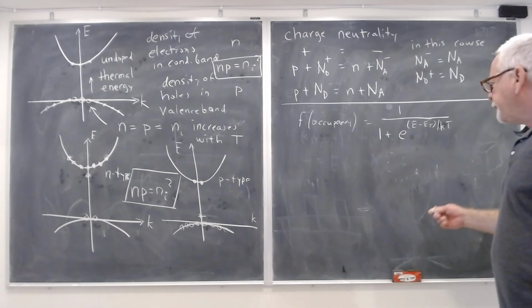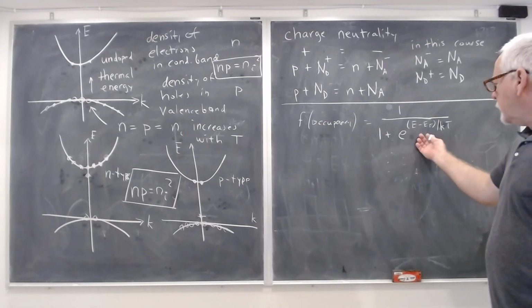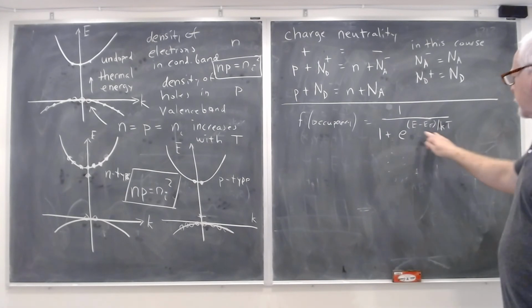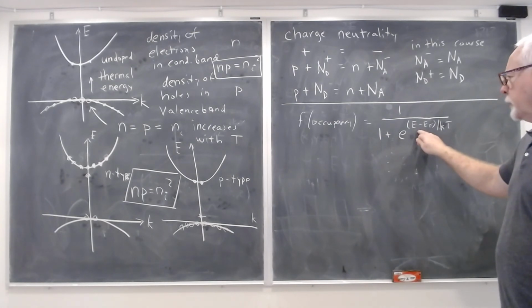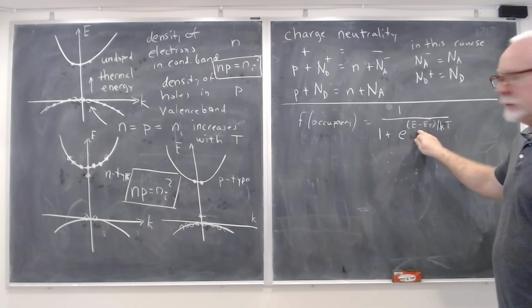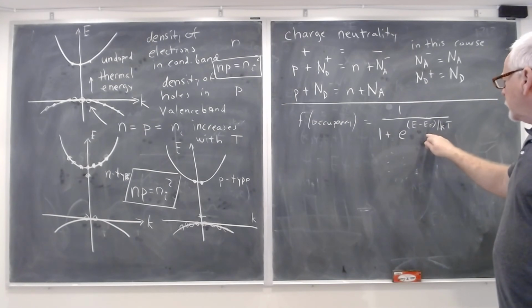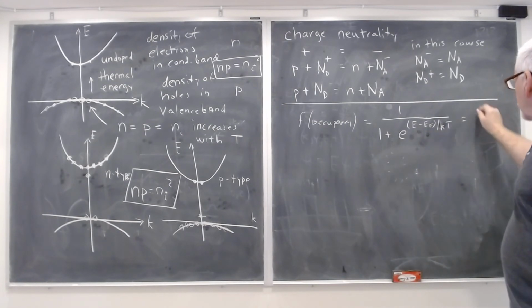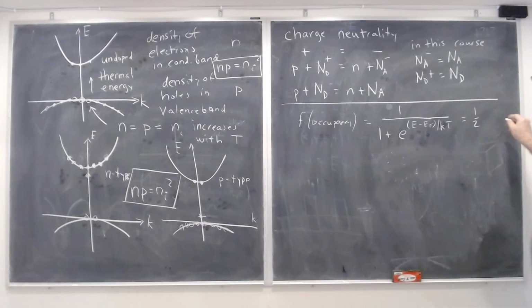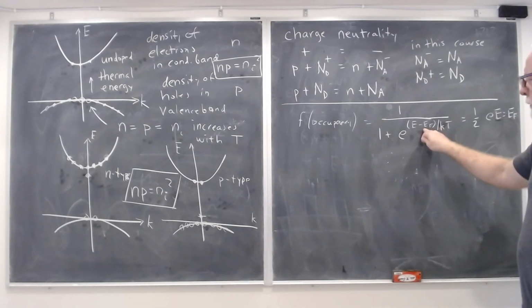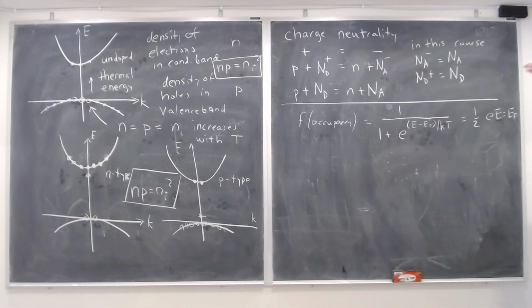Now, what this function tells you is that, first of all, the occupancy goes down with energy, and it's equal to 1/2 at E equals EF. Because at E equals EF, e to the 0 is 1, and so 1 over 1 plus 1 is 1/2. Okay.